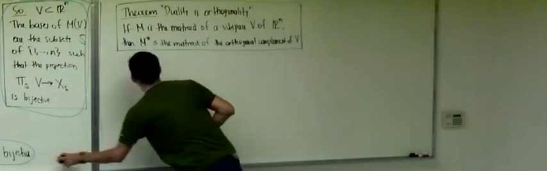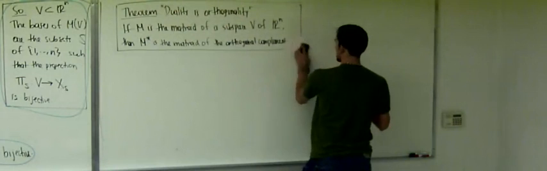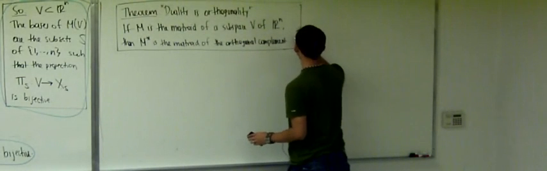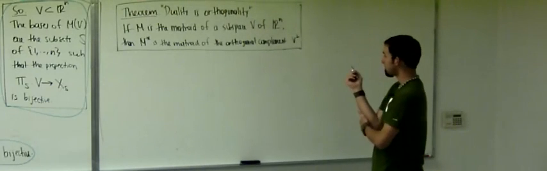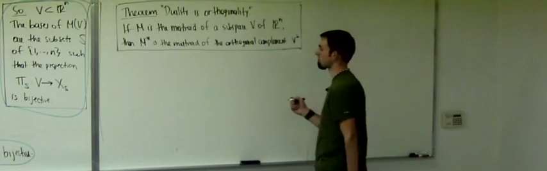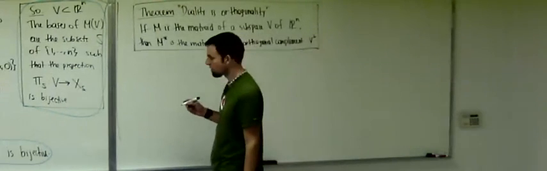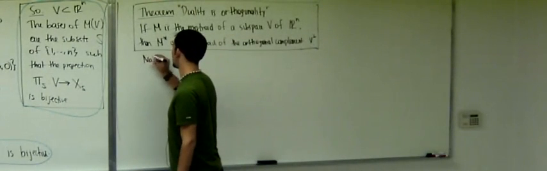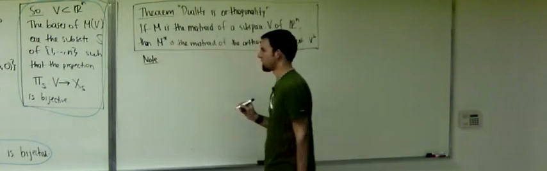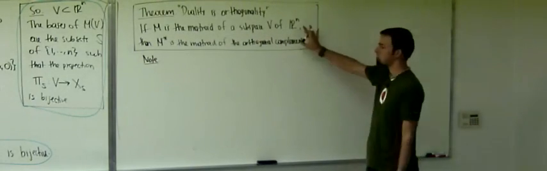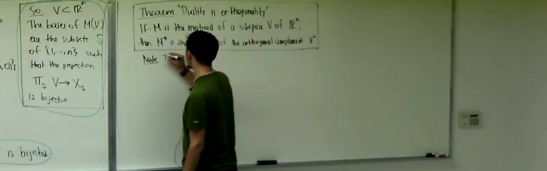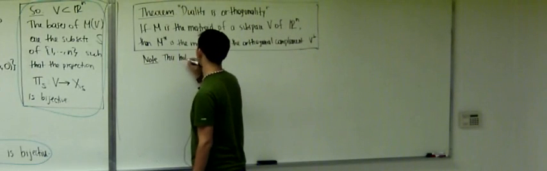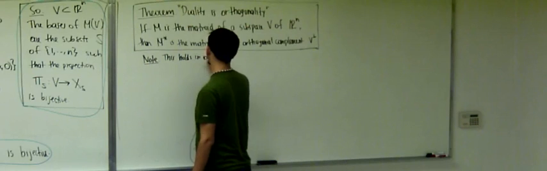Say the orthogonal complement, and this is denoted V perpendicular. Okay. And let me just make a note that I stated this over Rn, but it is going to hold over any vector space. This holds in any vector space.